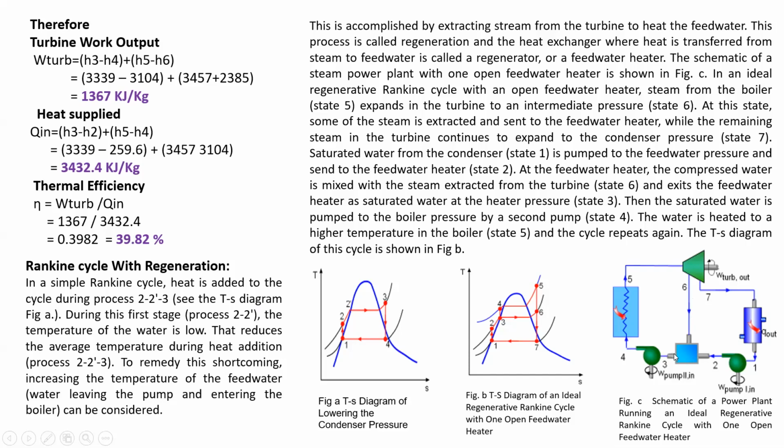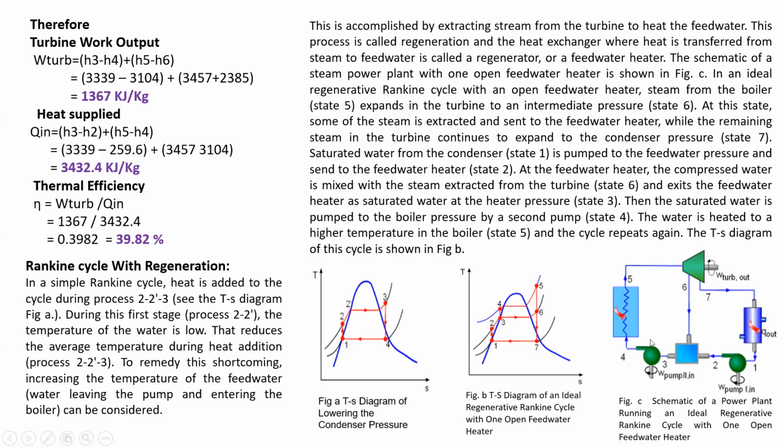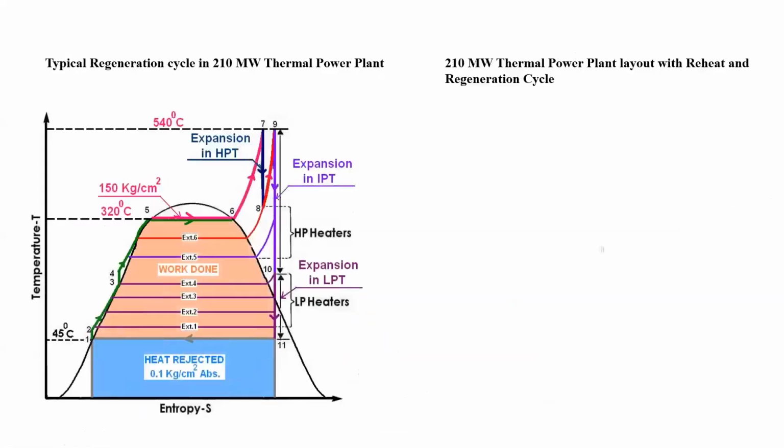Then after heating, the water goes to pump number 2, wherein it is pumping action 3 to 4. 3 to 4 again is taking pumping action here. Then again it is being heated in the boiler. In this way, this cycle is of regeneration. So part of the steam is being extracted in the feed water so as to preheat the water before going to the boiler. Okay, so that adds to the efficiency of the plant. So this is about regeneration.